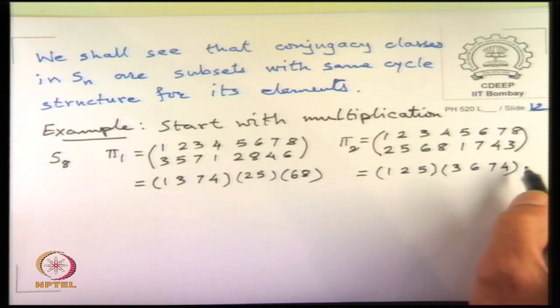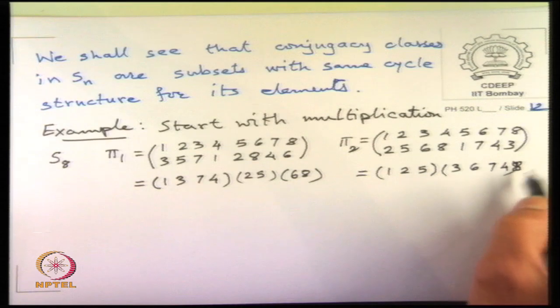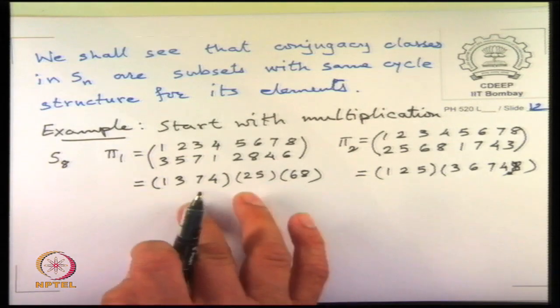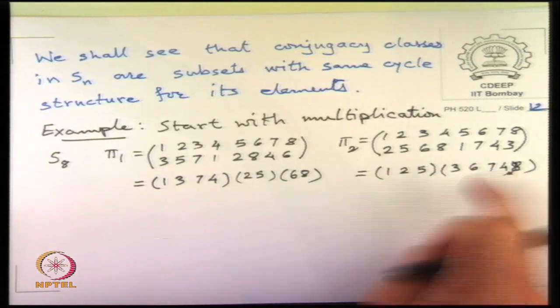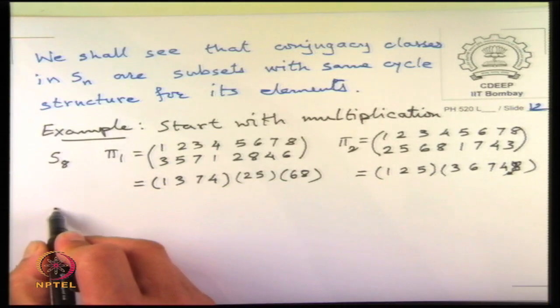Sorry, 8, 3, 6, 7, 4, 8. In fact, this is the long cycle, and 8 goes back to 3. So this is an element with 3 cycles, and this has only 2 cycles. There is one long cycle in that. Now, suppose we take pi 1 o pi 2, pi 2 o pi 1 first.